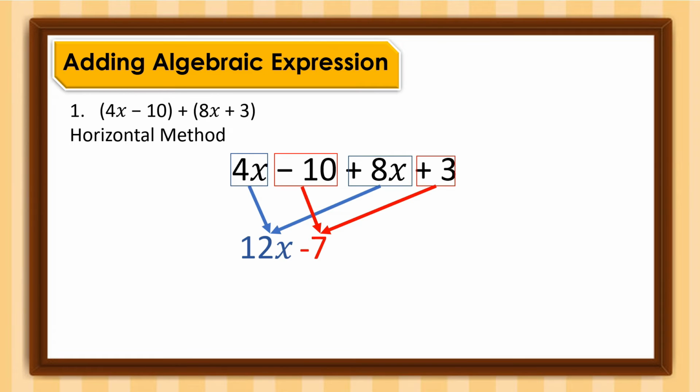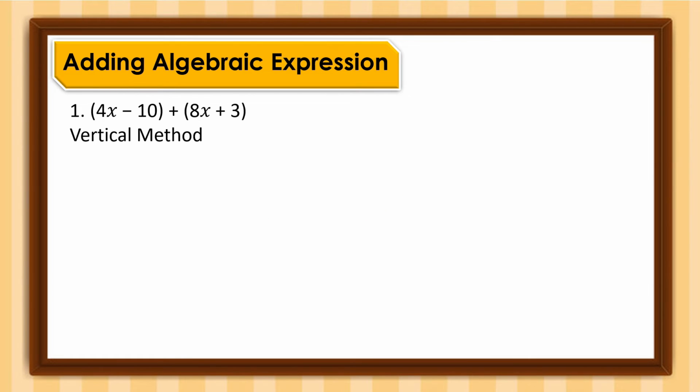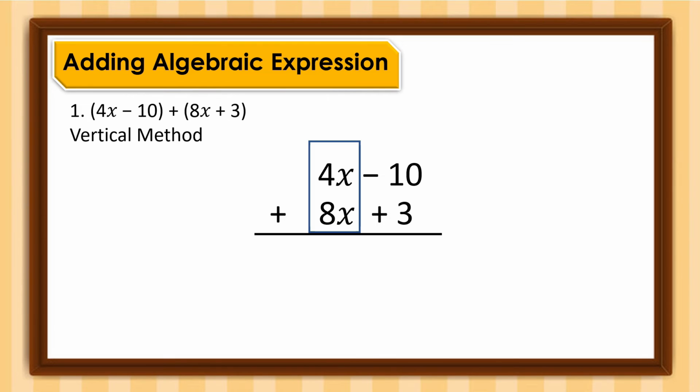Easy, right? If there is a horizontal method, there is also a vertical method, wherein we will arrange like terms in columns. We have 4x and positive 8x, so add them up, that is 12x, and then negative 10 and positive 3, add them up, and we will have negative 7.